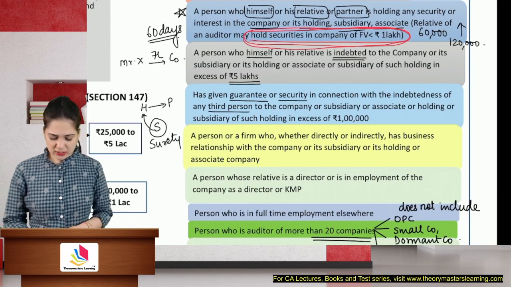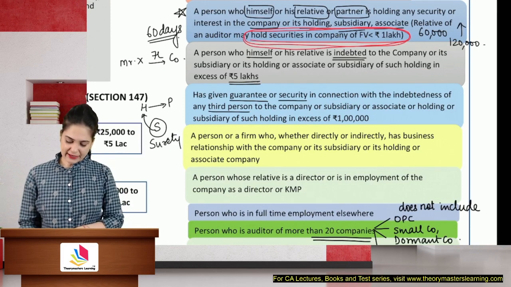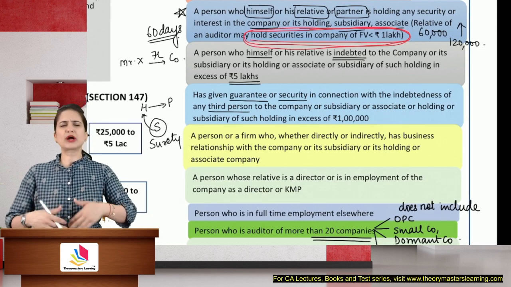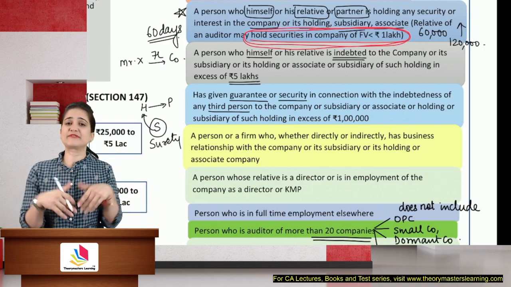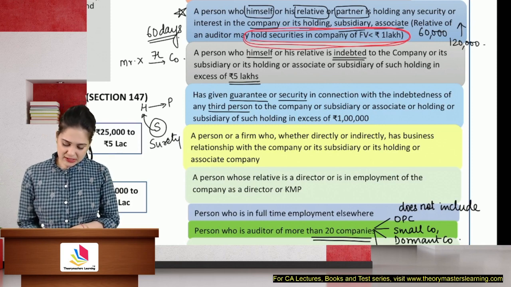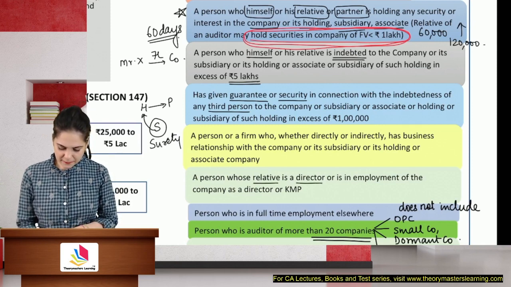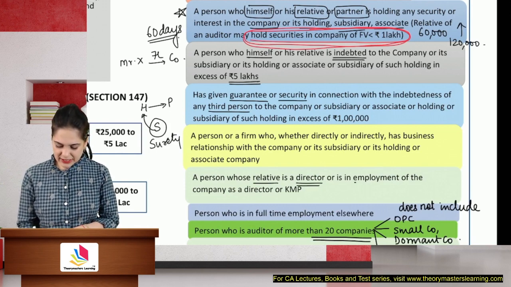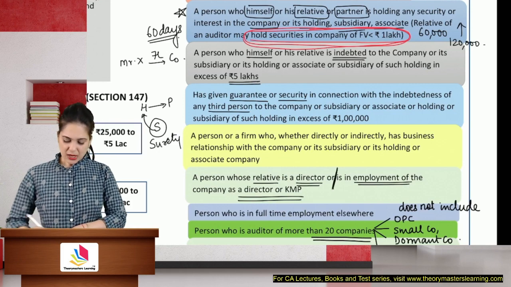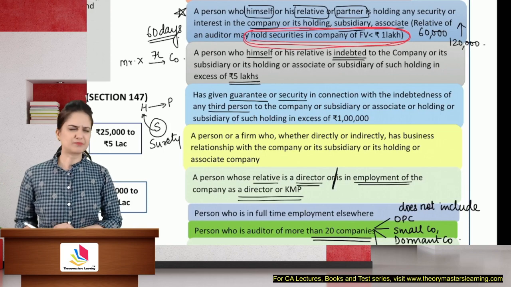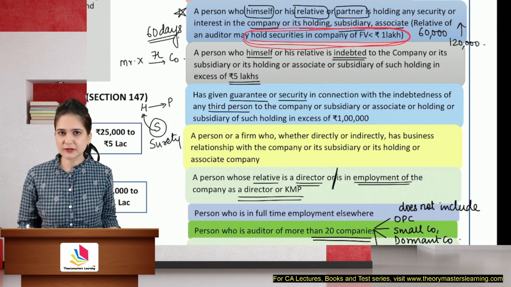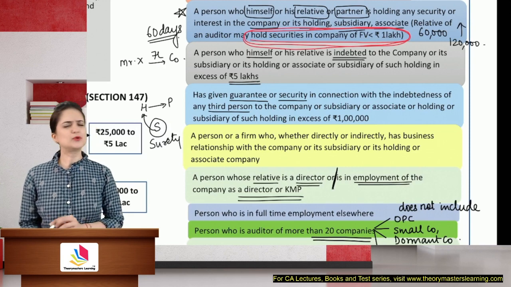A person or a firm who, whether directly or indirectly, has a business relation with a company or its subsidiary, holding, or associate. So you have sold goods to the company, you have some kind of financial transaction, you have given a loan to the company, you cannot be appointed as auditor. Person whose relative is a director or in employment of the company as director or KMP. Maybe a nominee director, an executive director, a whole-time director, or maybe a KMP, you cannot be appointed as auditor.